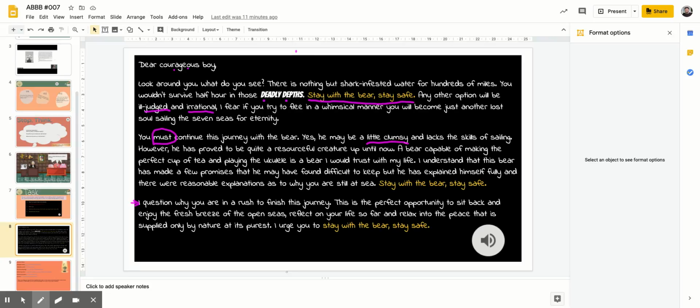And then I end with, "I urge you to stay with the bear, stay safe." I finish on that repeated phrase because I want that boy to be thinking that phrase over and over again, because it's that phrase that I think will calm him down and make him choose my path, make him stay with the bear and stay safe. So hopefully that was useful, just to talk through my word choices there.